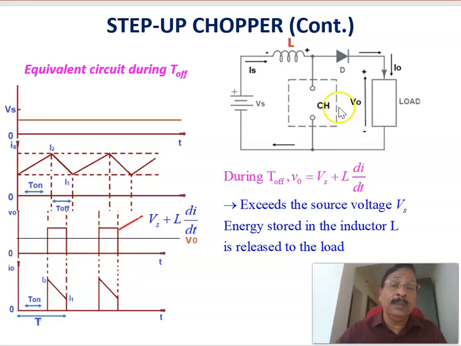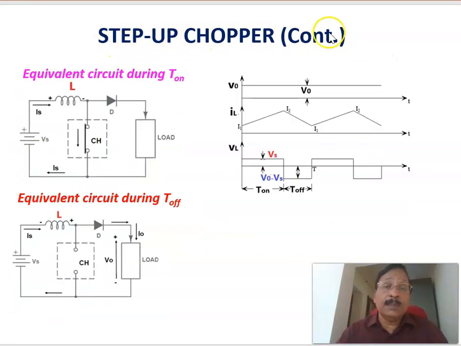That will continue, and since plus and minus is taken as positive, here the inductor voltage VL is negative. Therefore L di by dt will become negative. That is why the current through the inductor is dropping like that. Then again it is switched on, and that continues.